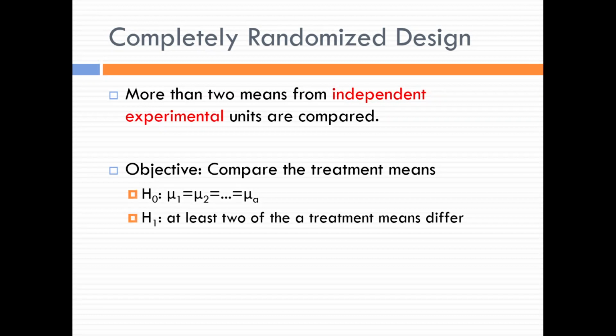But we can also state it in terms of, using simple terms. For example, we can say factor A has no significant effect on the response variable. And then our alternative is factor A has a significant effect on the response variable. Okay?